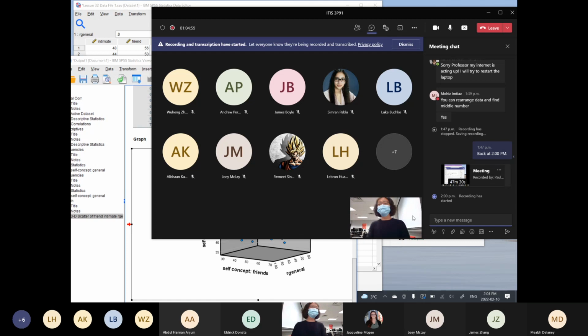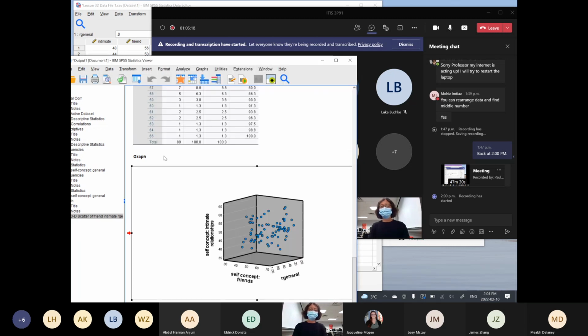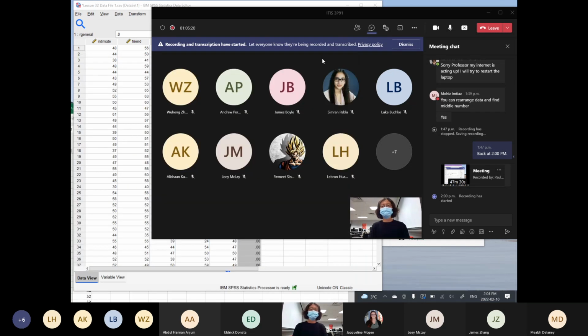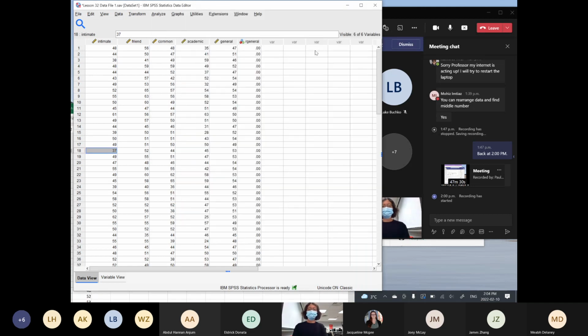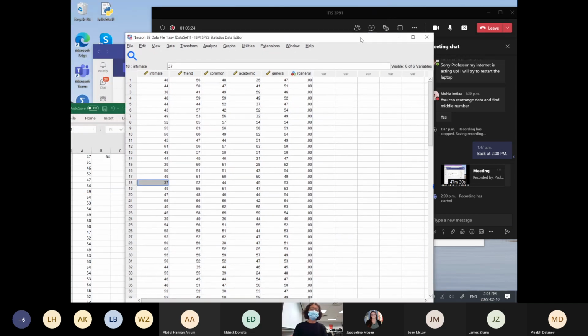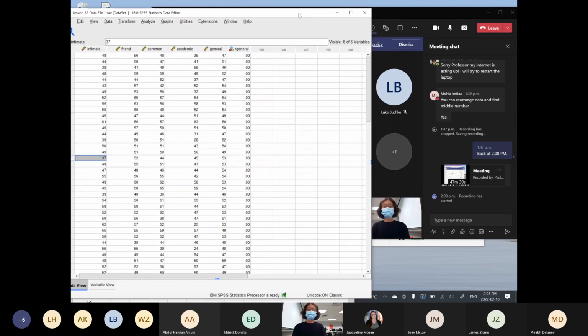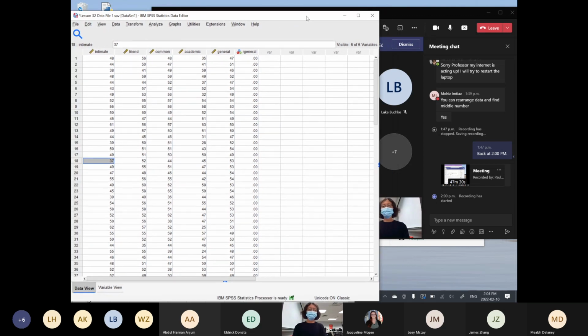All right, so before the break, we did lesson 32, partial correlation. Now we'll do lesson 33, bivariate linear regression. So in bivariate linear regression, we want to explore the relationship between two variables.